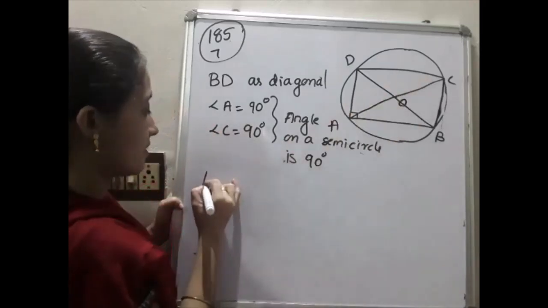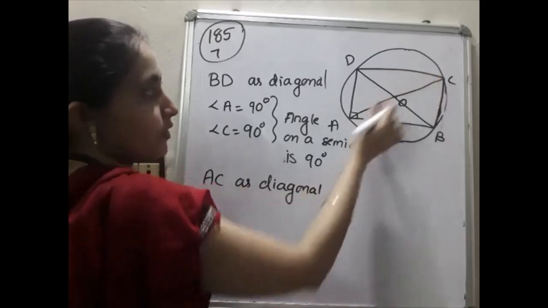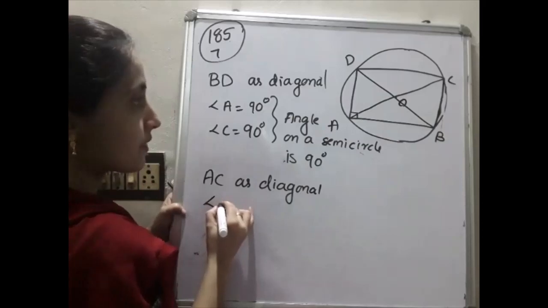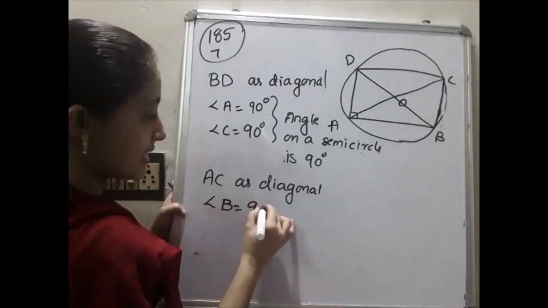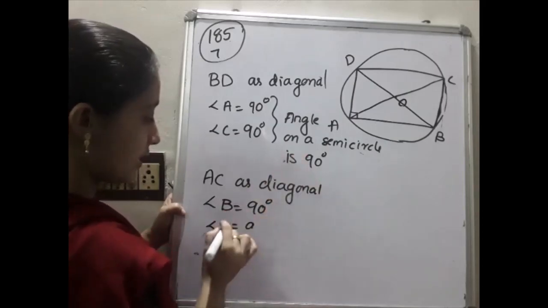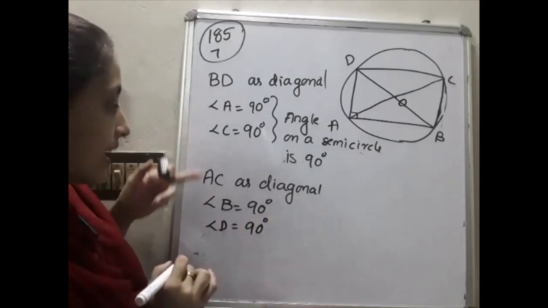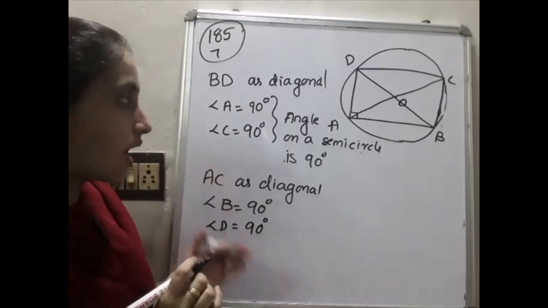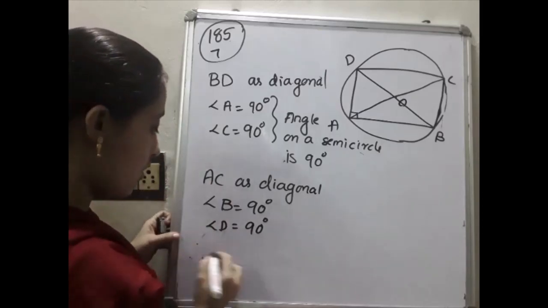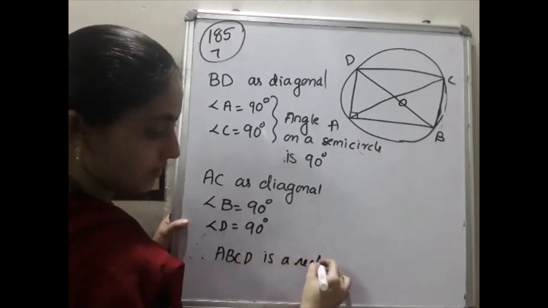Then we will move to another diagonal. AC as diagonal. If AC is the diagonal, what can we write? Angle D and angle B are equal to 90 degree. Is it clear? So angle B is equal to 90 degree and angle D will be equal to 90 degree. Okay, so what we got? Angle A, angle B, angle C and angle D all are equal to 90 degrees. So that means it is a rectangle. Therefore ABCD is a rectangle.